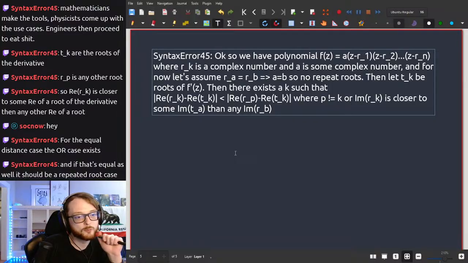That should be a repeated root case. Okay. I guess maybe repeating K isn't a good thing here. We should use any other letter. But that's not the important part.